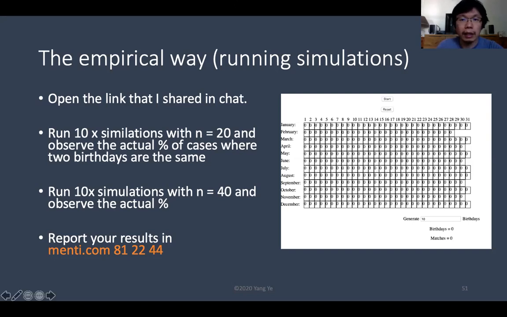And then report your results in menti.com, okay? So generate how many birthdays equals 20. So n equals 20, that's the n. Generate birthdays, that's the n, okay?